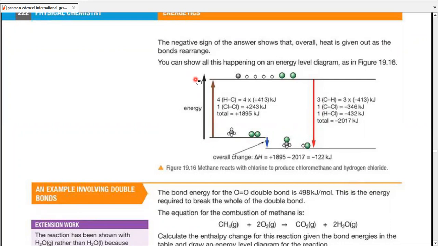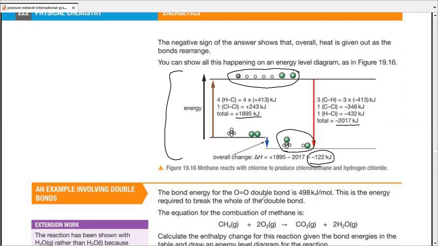All right. So let's take a look. For this specific reaction, first of all, in order to break all the bonds, we absorbed 1895 kilojoules of energy. All the bonds were broken down and atoms separated as shown over here. But then the atoms started reacting differently and they made new bonds and they gave out 2017 kilojoules of energy. Since the energy given out was much more than what the energy was absorbed, the overall reaction turned out to be exothermic. This is known as an energy level diagram.